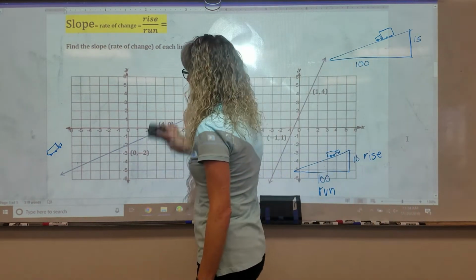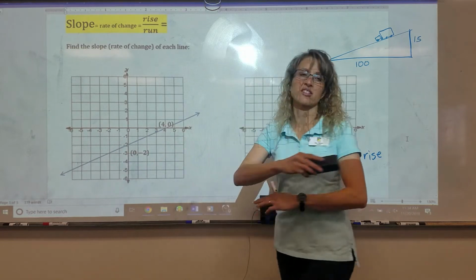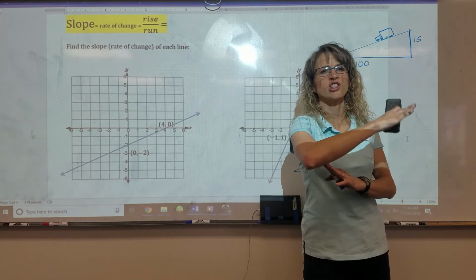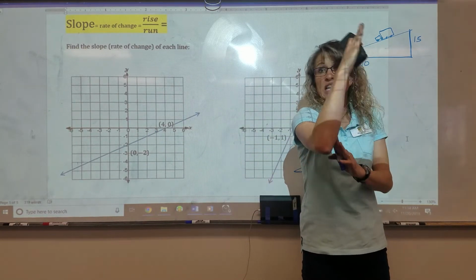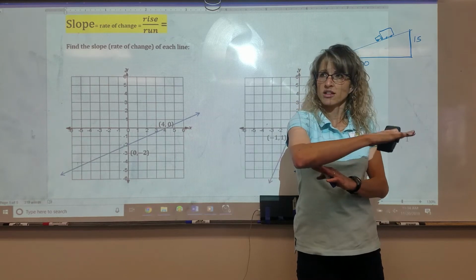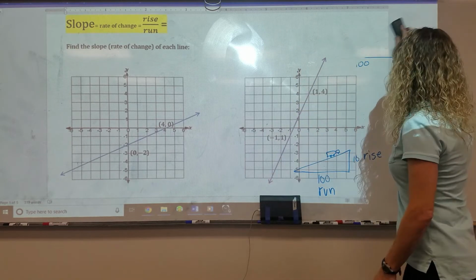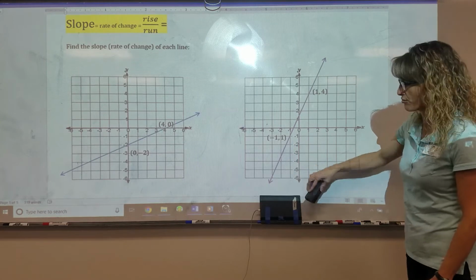Sometimes we call slope a rate of change. Think of it like how fast is the y changing compared to the x? Is it changing a lot, or is it changing just a little bit? So that's the way to think of slope: rise over run, or change, or rate of change.